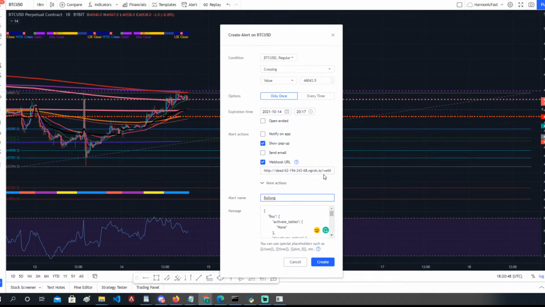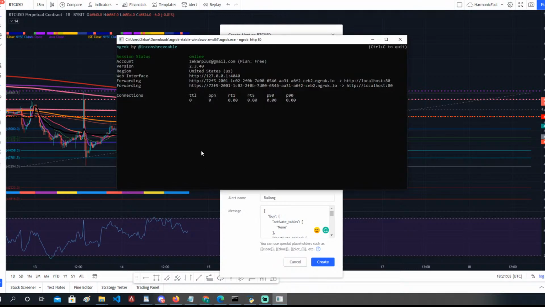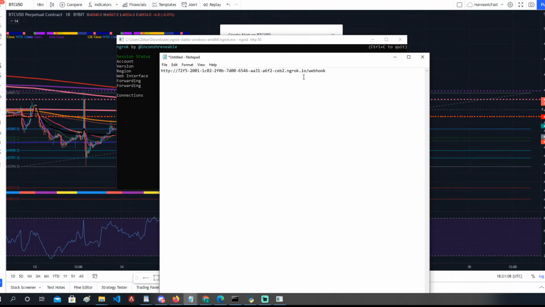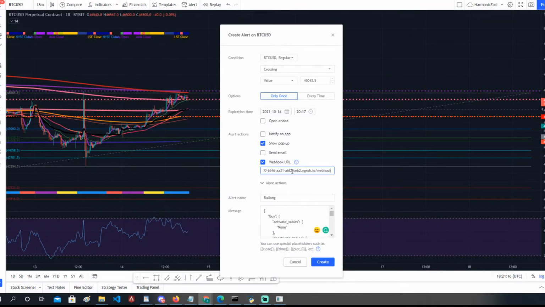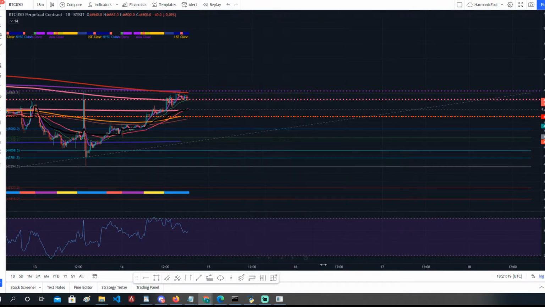It doesn't really matter. And then you want to copy over your webhook connection. So you want to press this button, webhook URL, and then paste in the URL that we just received from our Ngrok connection. So let's go here. Oh, no, we saved it to our notepad, so we don't have to do that. And we already wrote /webhook behind it, so this is all good. We can copy it, bring it into our alert, and there we go. If you see this orange line, that means that the alert is ready.